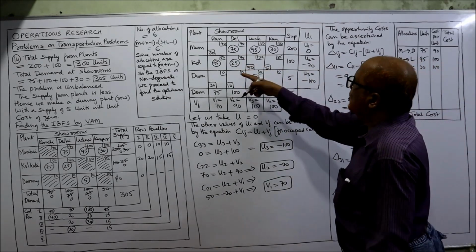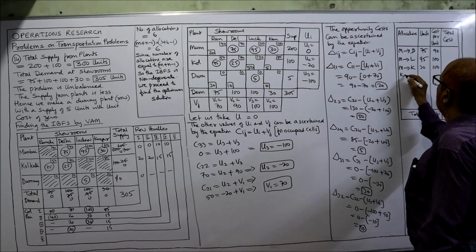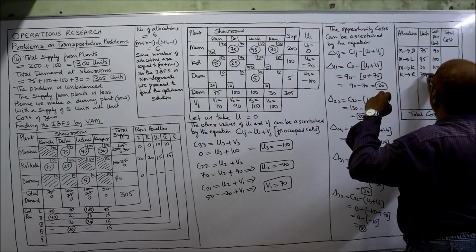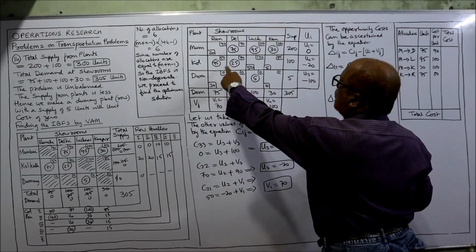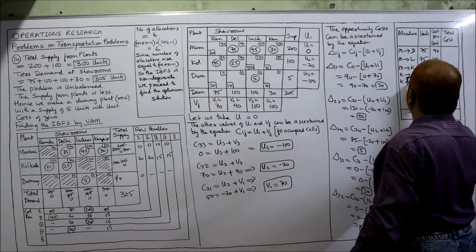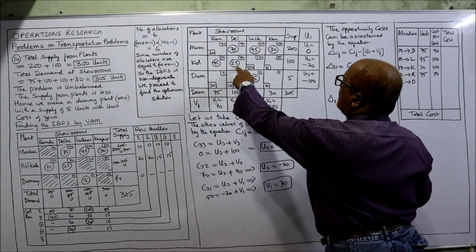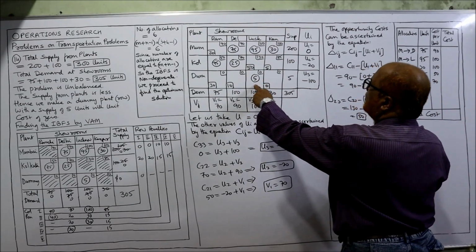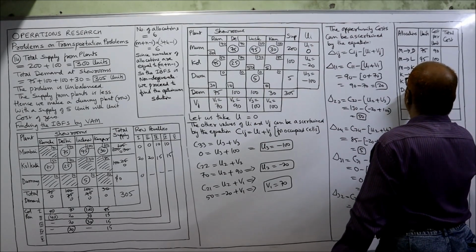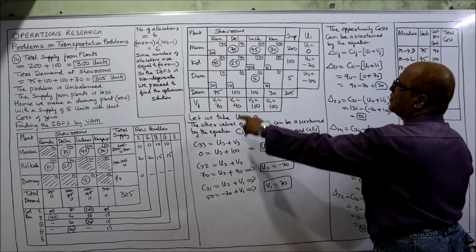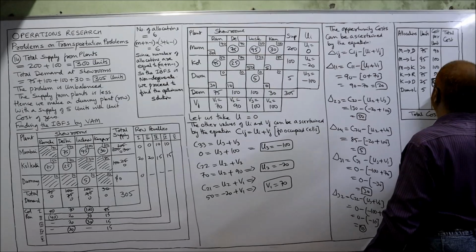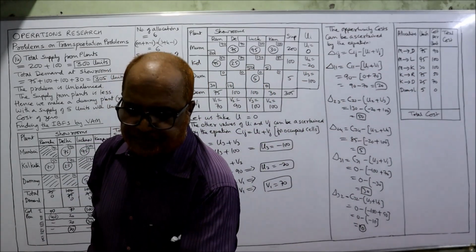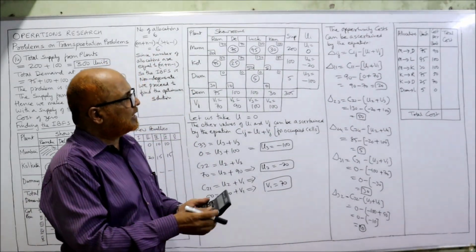Next, Kolkata to Ranchi. How much? 75 units, 50 rupees. Then Kolkata to Delhi. How much? 25 units, 70 rupees. Then comes last, Dummy to Lucknow. 5 units, 0 rupees. That's all. Now simply you have to multiply, and you will get the answer.